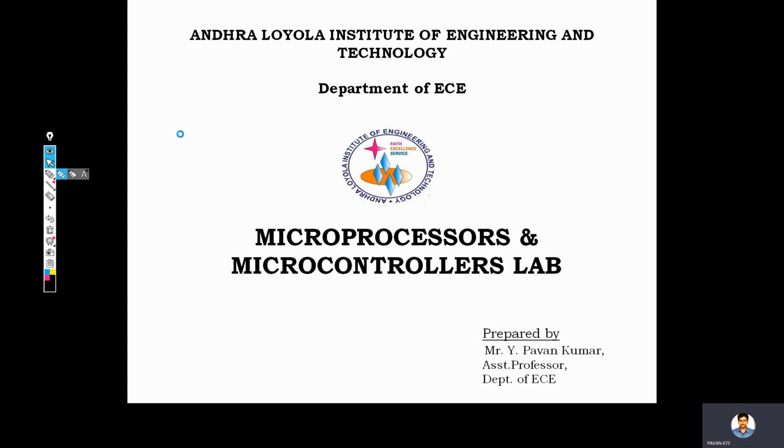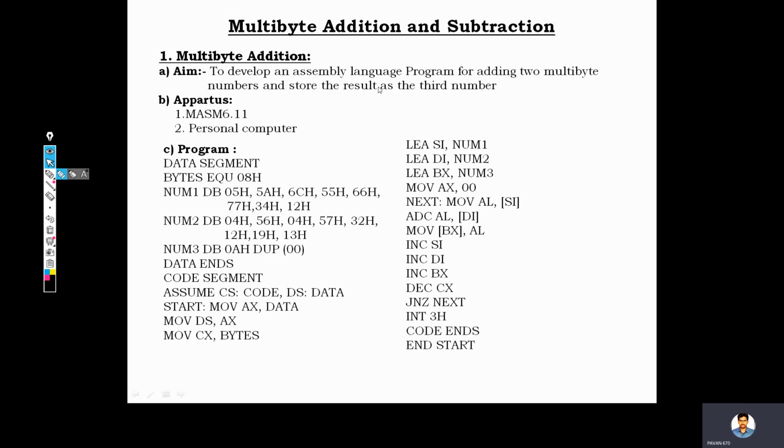Let's have a look at this. This is the experiment regarding multi-byte addition and subtraction. The main aim of this experiment is to write an assembly language program for both modules of this program. One is the addition and another is the subtraction. For the addition part we have provided a separate program, and for the subtraction part also we have provided a separate program, so that we can understand what is happening.